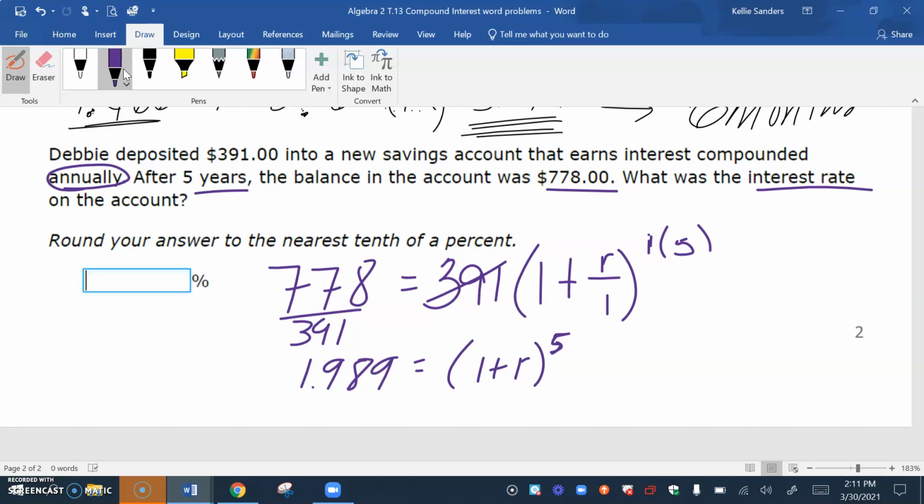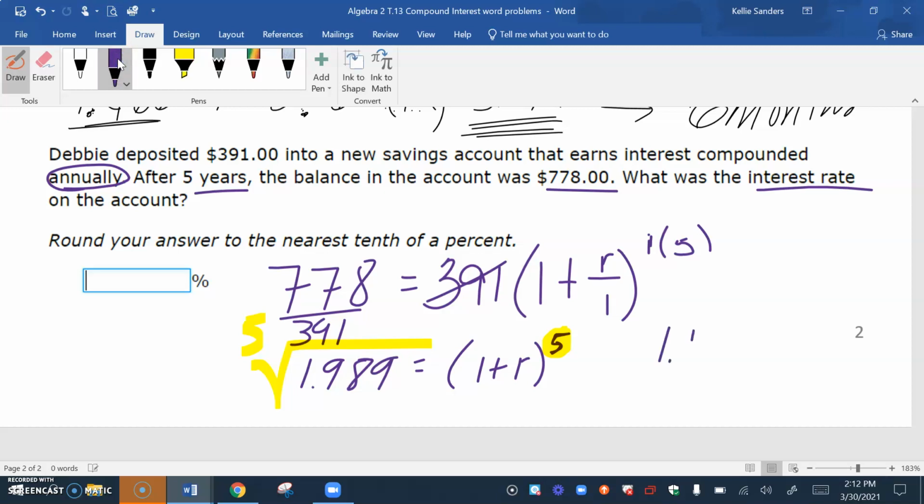Now, r is inside, right? And we have an exponent. To undo an exponent, we root whatever the exponent is. So since this is to the 5, we are going to 5th root that number. So 5, second, math, second, answer. So I cannot have a rounded number.